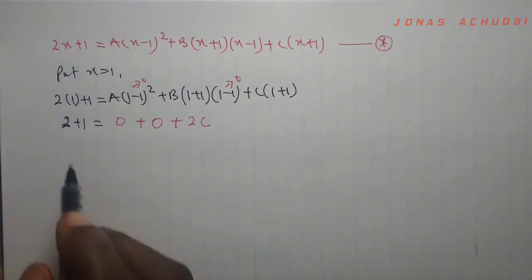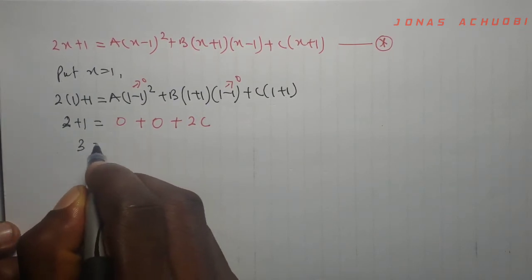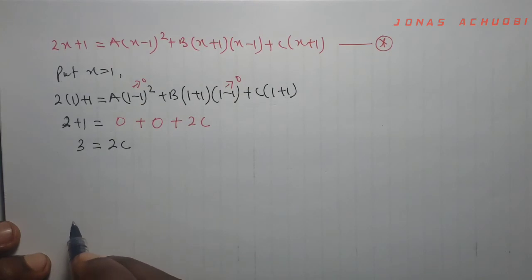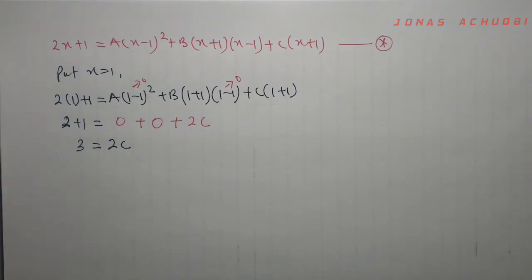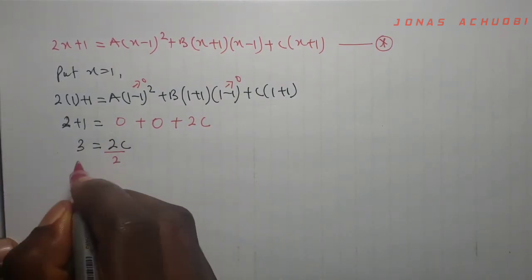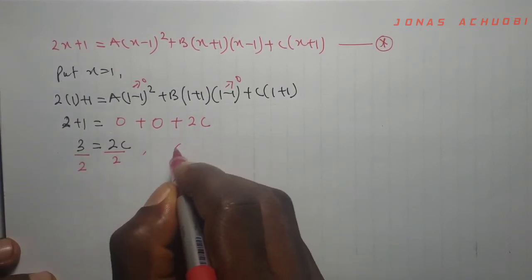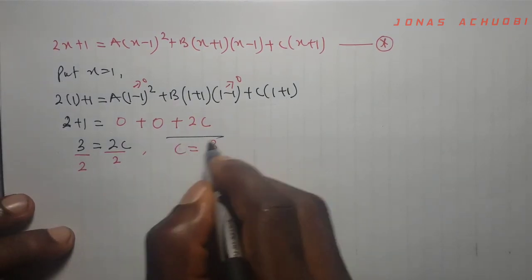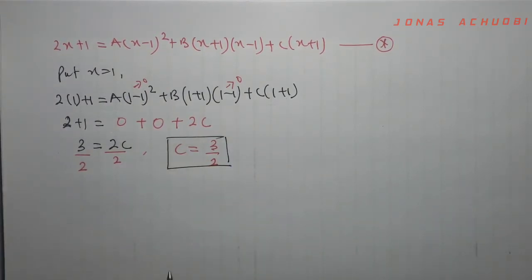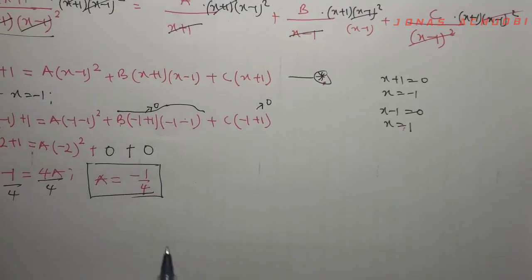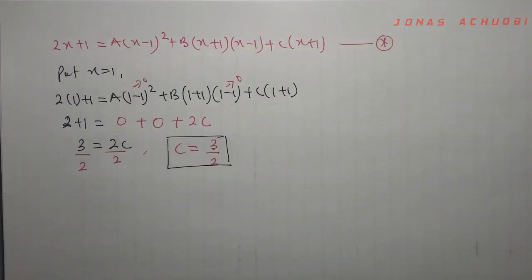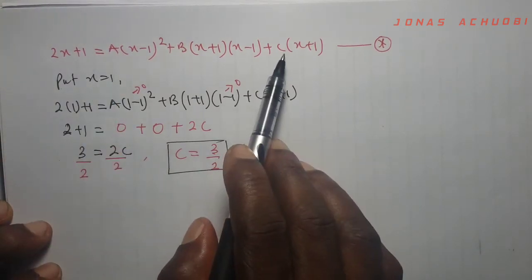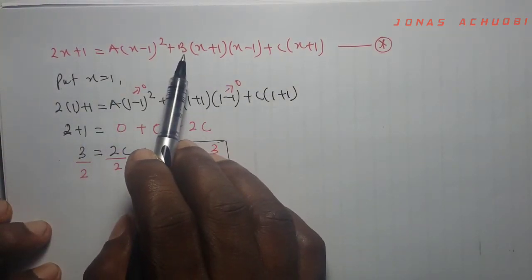So what we now have is 2 plus 1 is 3, equal to 0 plus 0 plus 2c, which is simply 2c. And to find the value of c, we will divide both sides by the coefficient of c, which is 2, so that c is equal to 3 over 2. So we have found the value of c as 3 over 2. And initially, we already had the value of a as minus 1 over 4. So what is left? We have found the value of a, we found the value of c. We are left to find the value of b.